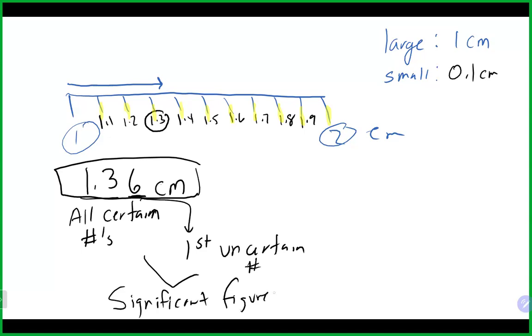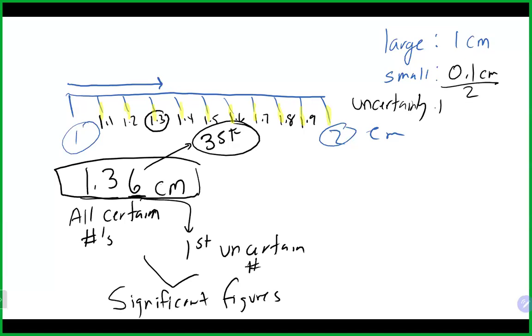Which means this number, as I recorded, would have how many significant figures? It would have 3 significant figures. Yes, they would all be significant, including the uncertain number. Now you can determine what is sometimes referred to as the uncertainty in this measurement by taking the smallest markings and dividing it by 2. If you do that, that will give you plus or minus 0.05 centimeters.